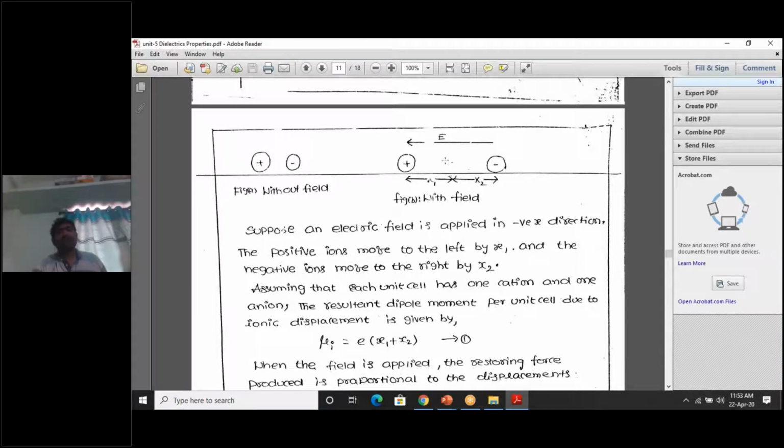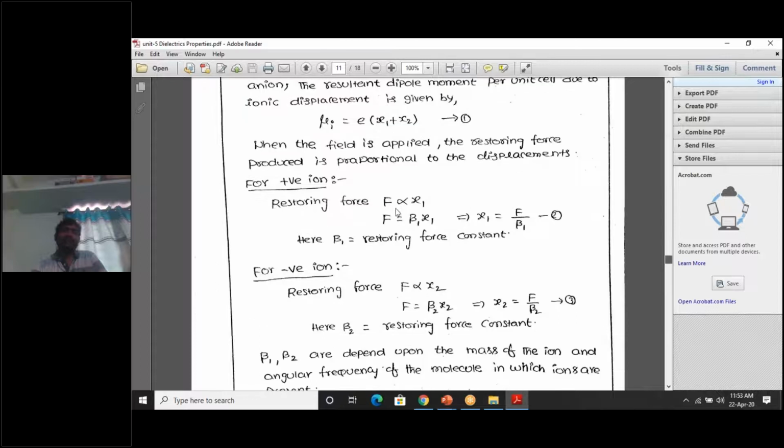Okay, but a restoring force develops inside between these two charges, and it tries to bring these two dipoles back to their original position. This restoring force developed is directly proportional to displacement. If you stretch the rubber band a small amount, say 1 centimeter, the restoring force is small. If you stretch the rubber band to 10 centimeters, the restoring force is more. So the restoring force is directly proportional to displacement.